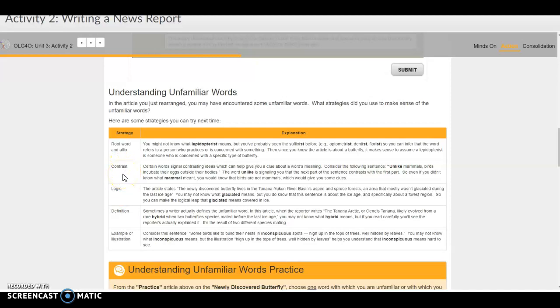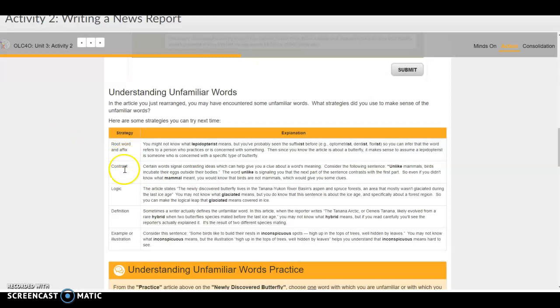Sometimes they'll tell you in a news report what something is not. Like, for example, they could say, unlike mammals. And when you read the word unlike, that's a signal to you about what the rest of the sentence is going to be about. So you can get clues or hints in a news report or in a sentence to try to figure out what a word that is unfamiliar to you might mean.